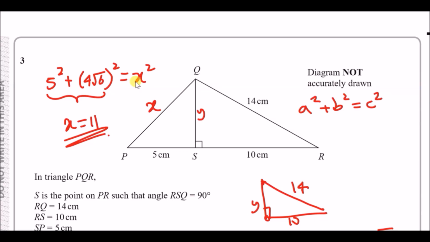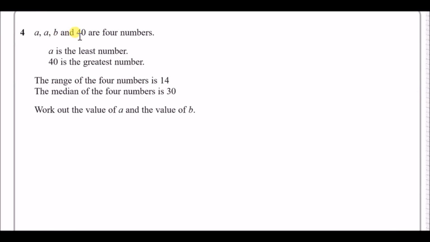That's literally the solution. So we've got A, B, and 40 as our 4 numbers. We don't know if they're in order, but it tells us now that A is the least number and 40 is the greatest number. So yeah, we can assume that all these numbers are going in order, where the first two A's are the smallest, then it's B, then it's 40. All right, next bit. So the range of the 4 numbers is 14. Range tells us the difference between the highest and the smallest value. So in other words, the difference between the highest, which is 40, and the smallest, which is A, is going to equal 14.